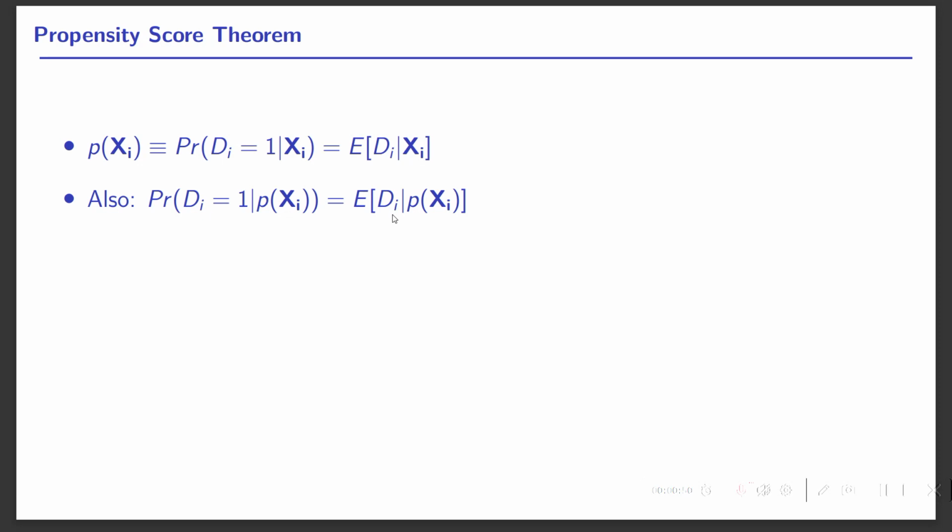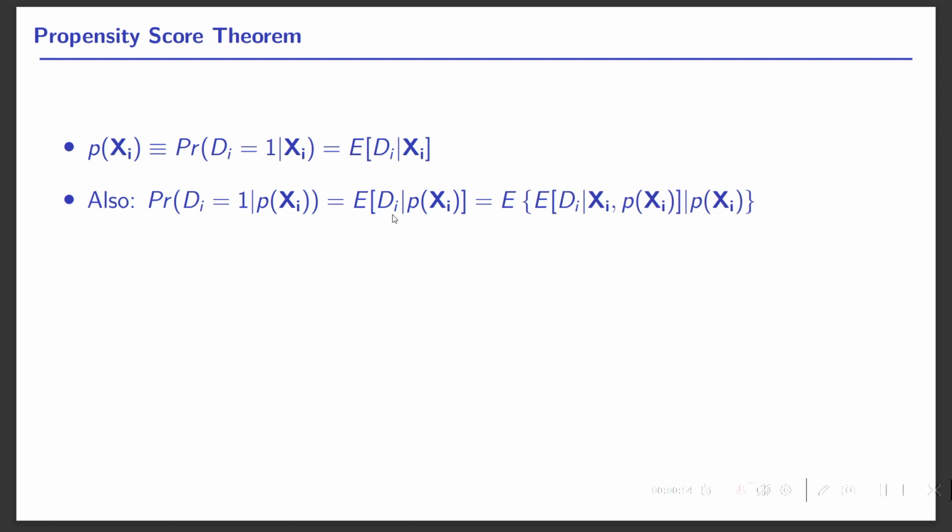Now, let's use the law of iterated expectations. The inner expectation here is conditional on Xi and the propensity score. The outer expectation is conditional only on the propensity score. Now, we can see that the propensity score is just a function of the covariates. That means there is no additional information in the propensity score that isn't already entailed in the covariates. That means that we can just drop the propensity score from the inner expectation.